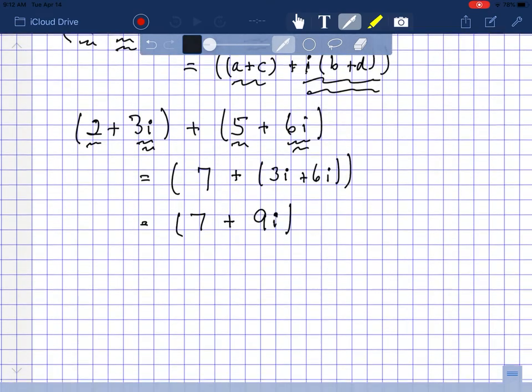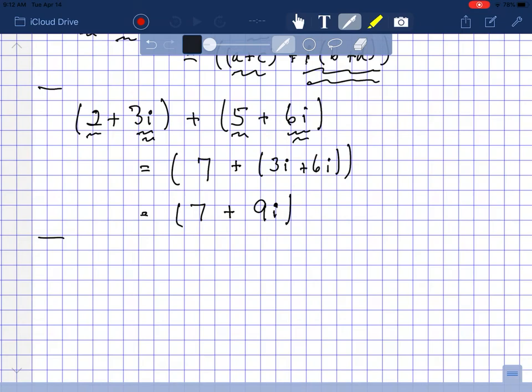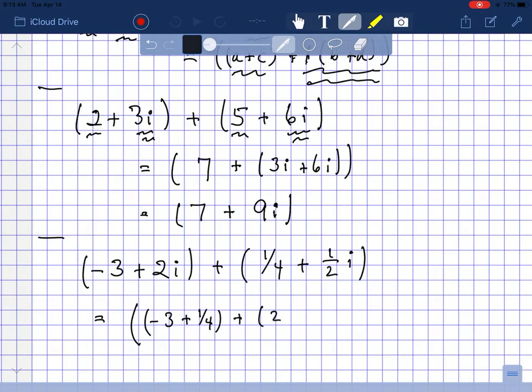Okay, let's try that again. Let's try one more. Suppose I have minus 3 plus 2I plus 1/4 plus, what should I make this? Let's make it 1/2 I. Okay. So this is going to equal, so I am summing two complex numbers together. This is going to equal minus 3 plus 1/4 plus 2I plus 1/2 I.